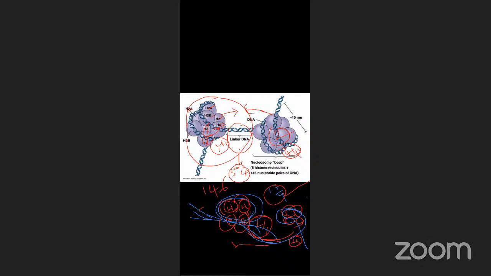For example, this is one histone protein, second, third. DNA strand, linker DNA, two turns of DNA, linker DNA. So this is one nucleosome, second nucleosome, third nucleosome, right? Solenoid model, simply, they are arranged like this.